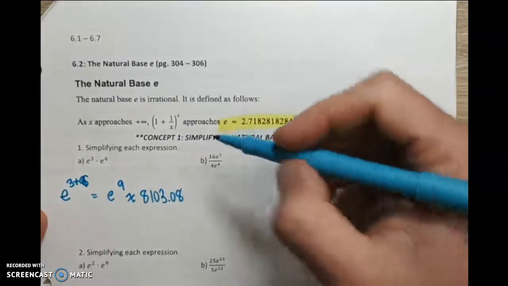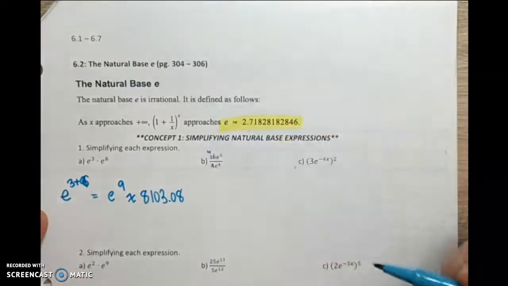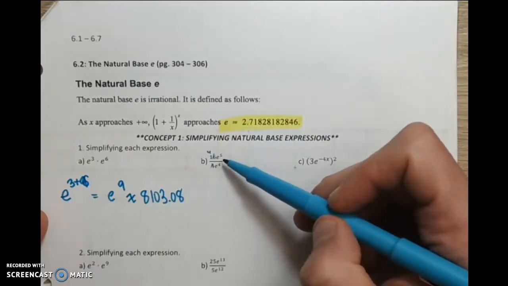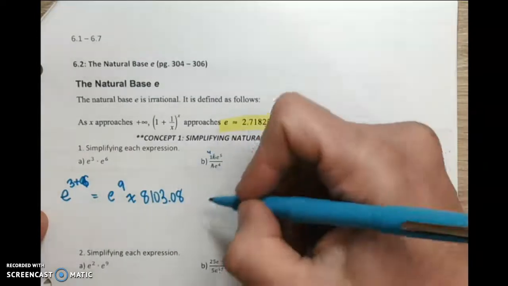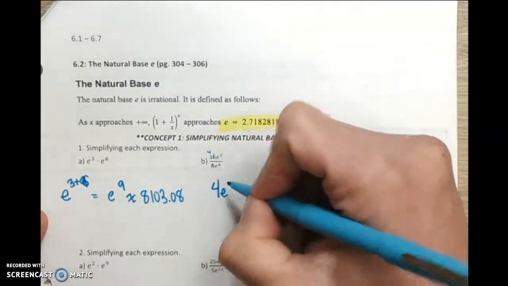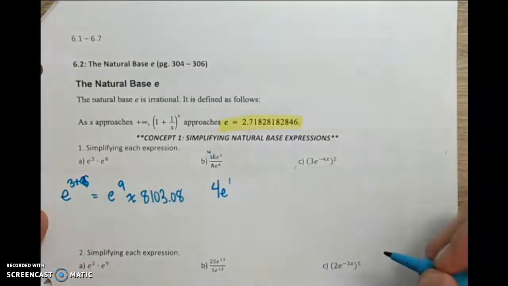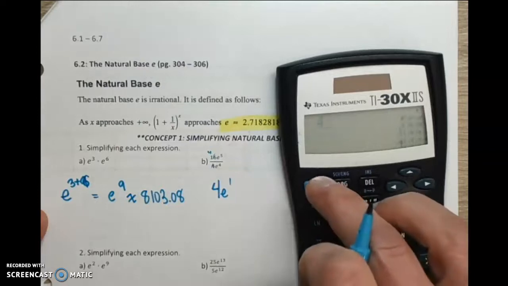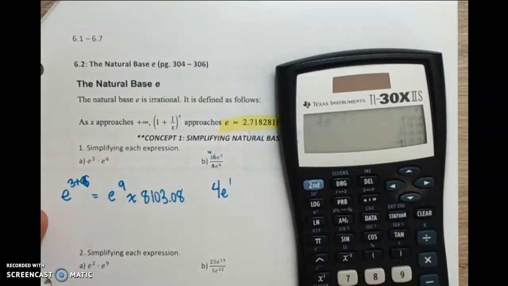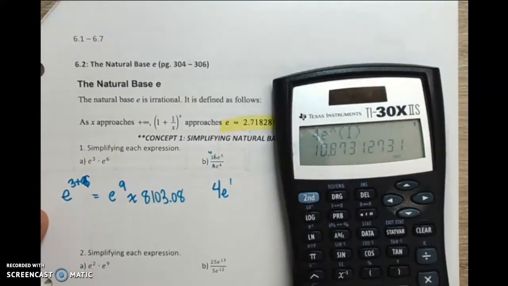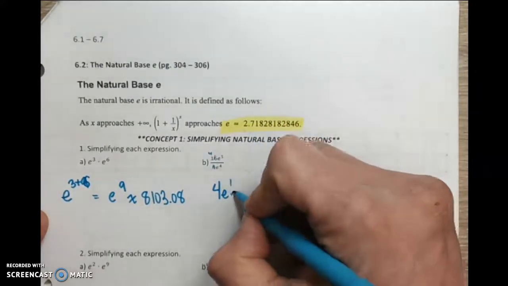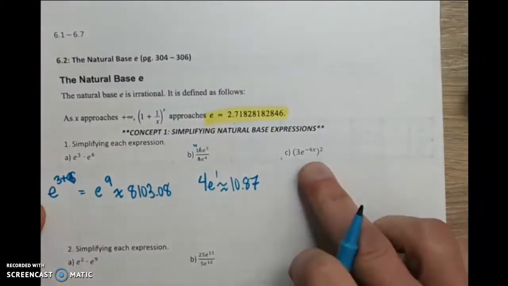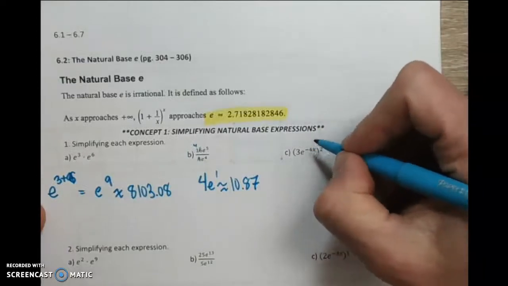Same idea here. 16 divided by 4 is just going to give me 4 on top. And then when I have like bases and I'm dividing, I subtract my exponents. So it'd be 5 minus 4, which is 1. So that gives me 4e, or natural base e to the first power, which we're just going to plug in just like that. 4, second ln, put 1 in there, in parentheses, and you get 10.873. So that's approximately 10.87.